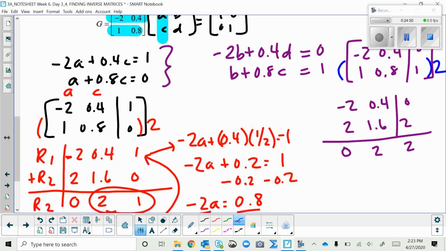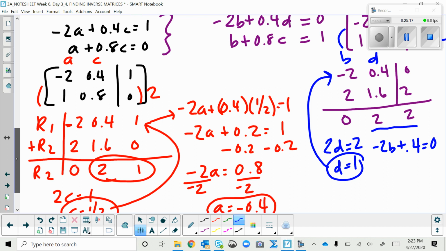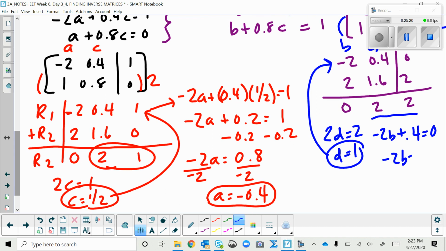So in this row right here, remember the columns are B and D. So this right here is giving me 2d equals 2. So d equals 1. And then I plug that into this equation and get negative 2b plus 0.4 times d, which is 1, equals 0. Subtract the 0.4 from both sides and divide by negative 2. That's a 0, not a 6. And b equals positive 0.2.